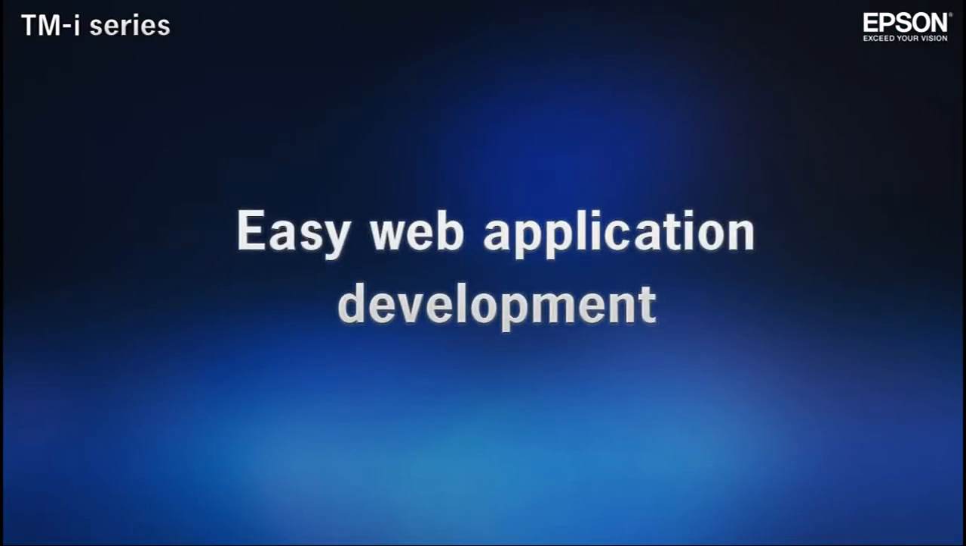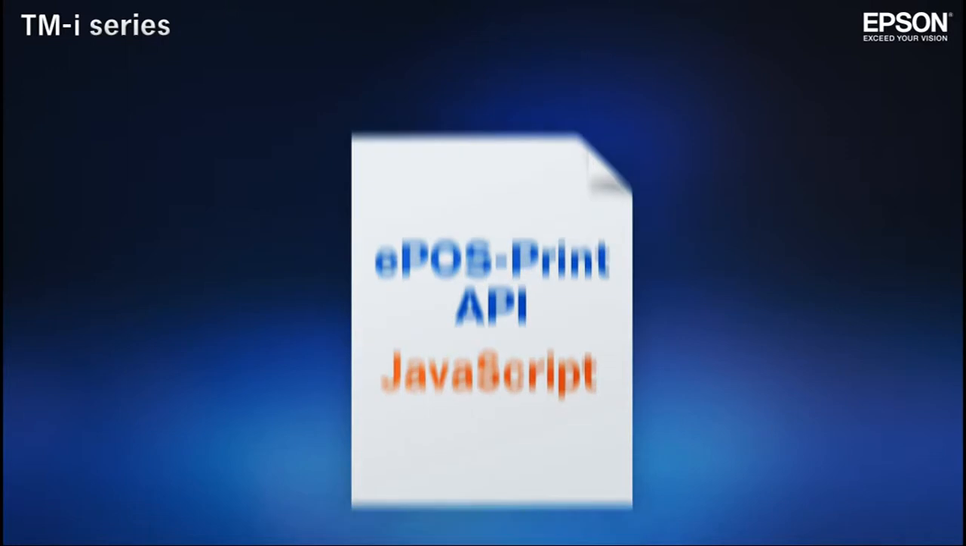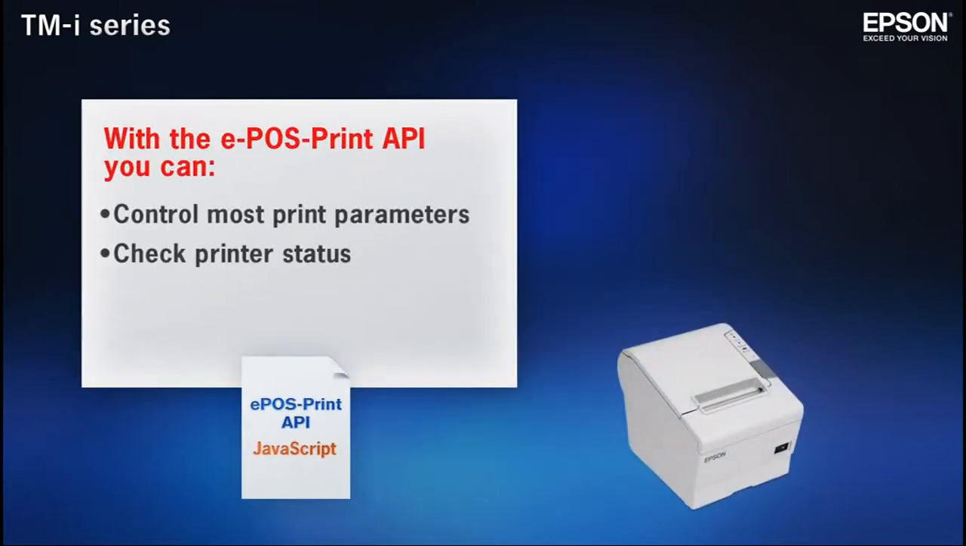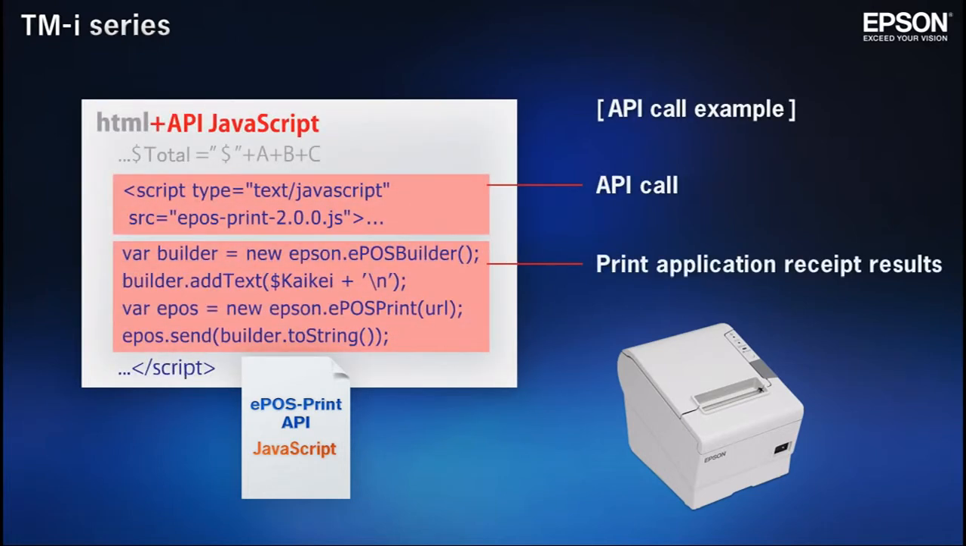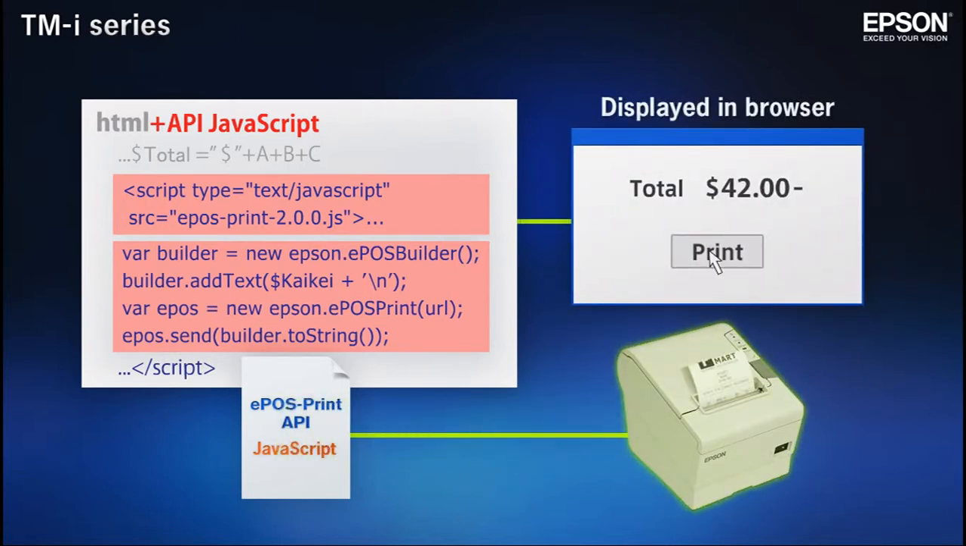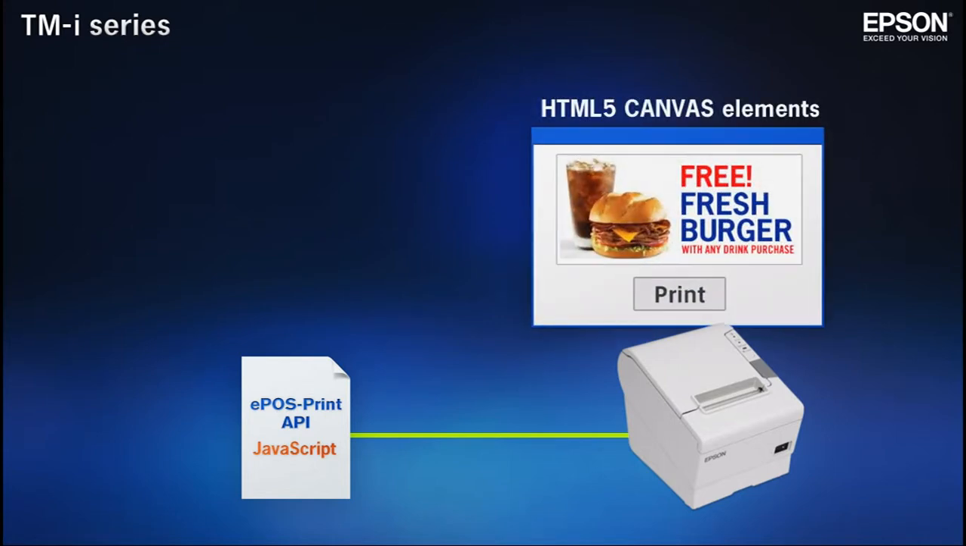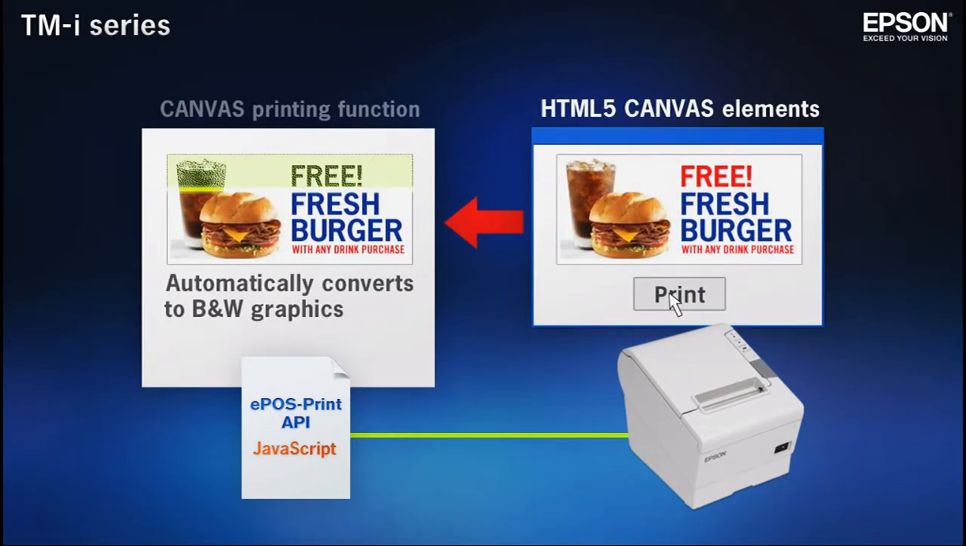With Epson technology, web application development is amazingly easy. Our JavaScript ePOS Print API makes it possible to check printer status and control a wide range of print parameters. Simply follow the instructions in the manual to invoke the JavaScript and enable your application to send XML data. The API's Canvas printing function automatically converts HTML5 canvas elements to black and white graphics before sending them to the printer, so you can even include browser fonts and handwritten text in your printed receipts.